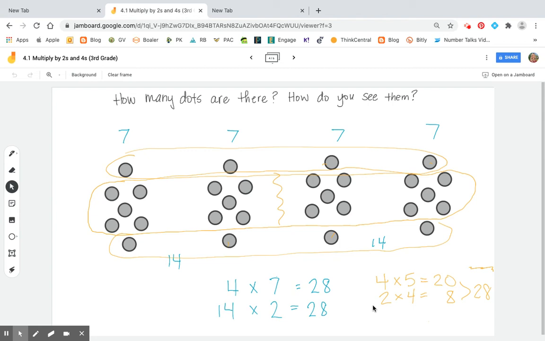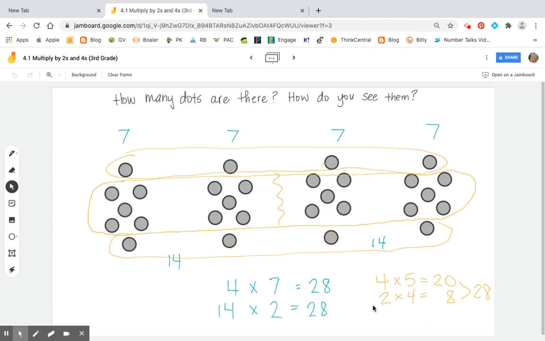I bet there's plenty more out there that you did. I'm so interested to see what you guys thought about as you were looking at this. Did you use the first one to help you solve this one? Because this one had way more dots than you could count in the 3 seconds that I gave you, right? So I'm curious, did you use the information that you knew already about 2 times 7 to help you solve this 4 times 7? Did you figure out that they were just double one another?